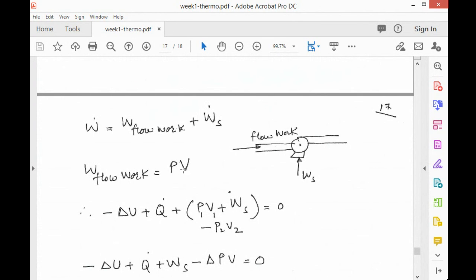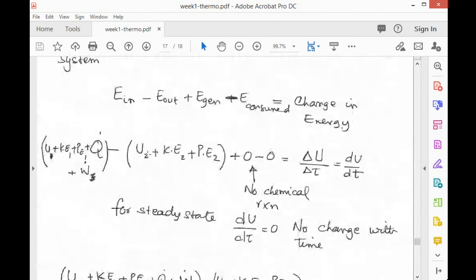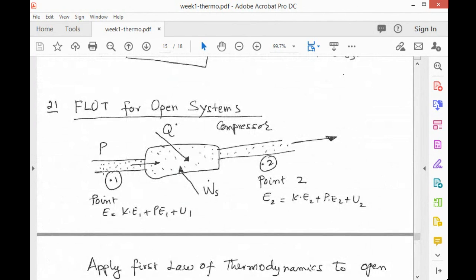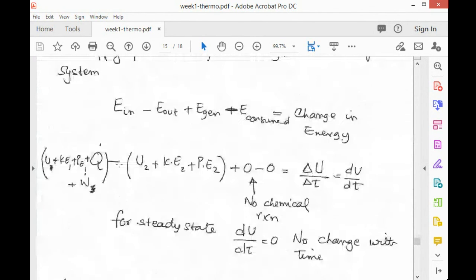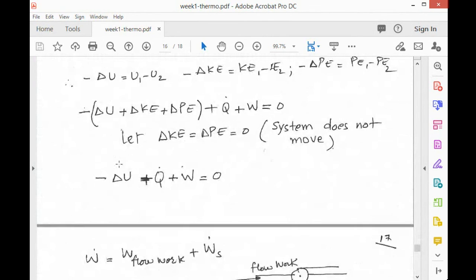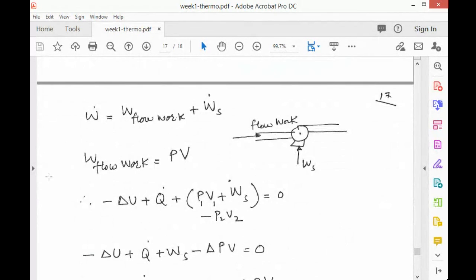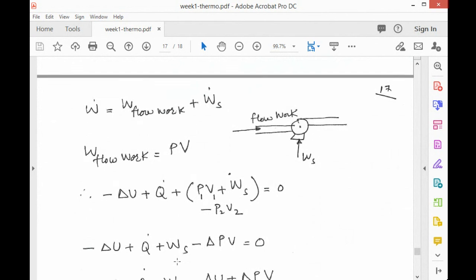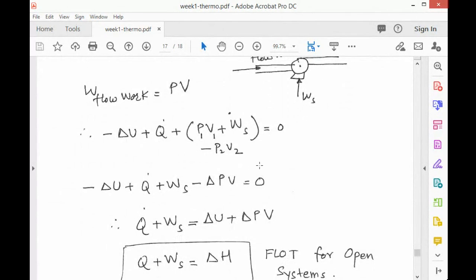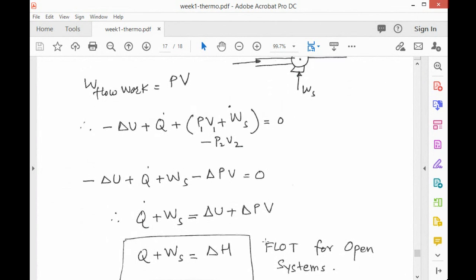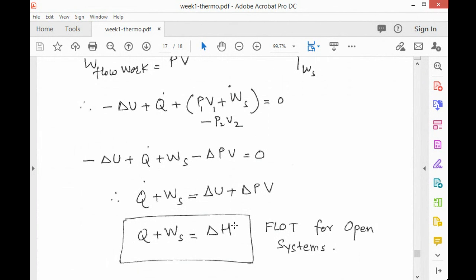So flow work is defined by P into V, pressure into volume. It is coming with a pressure and it has a volume, like the size. So when you multiply pressure into volume, you get the work, thermodynamic work. So at point number 1, P1 V1. At point number 2, minus P2 V2. We take the difference, it becomes delta PV. Then you rearrange all the equations and this is the form for the open system.